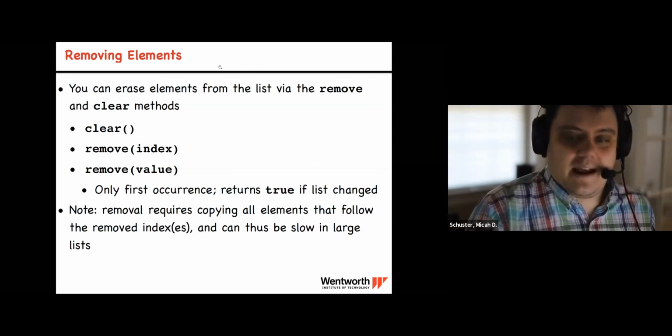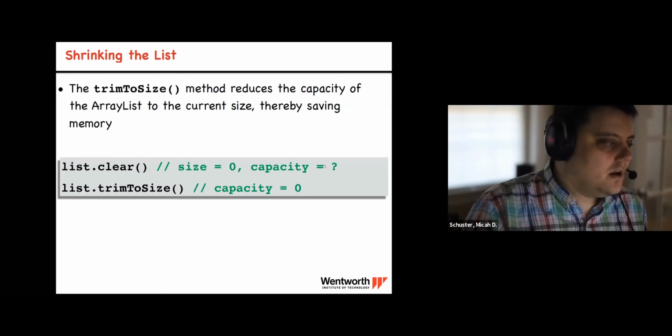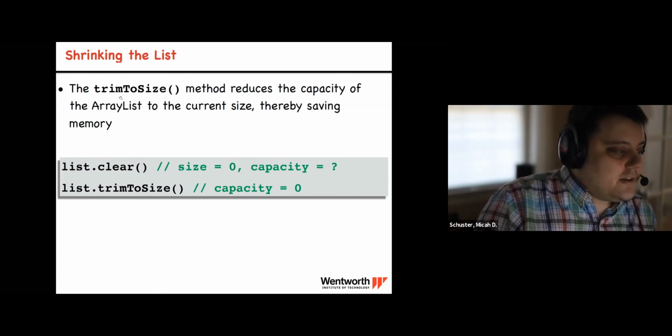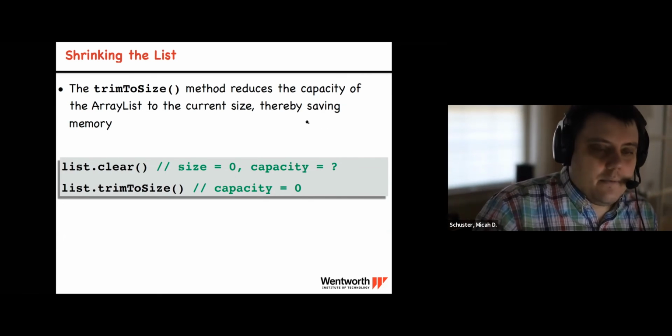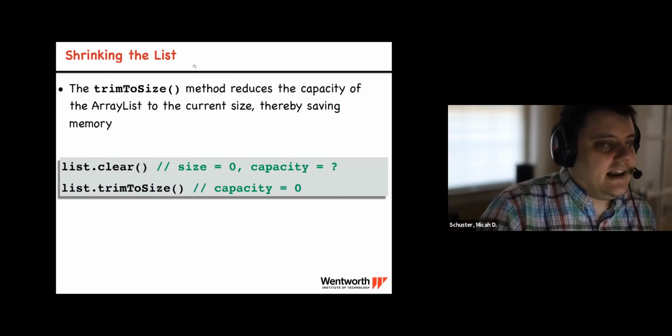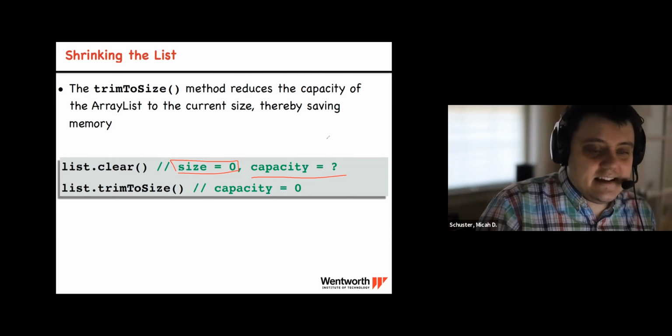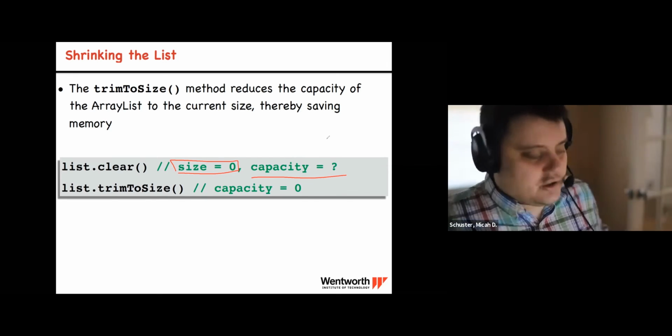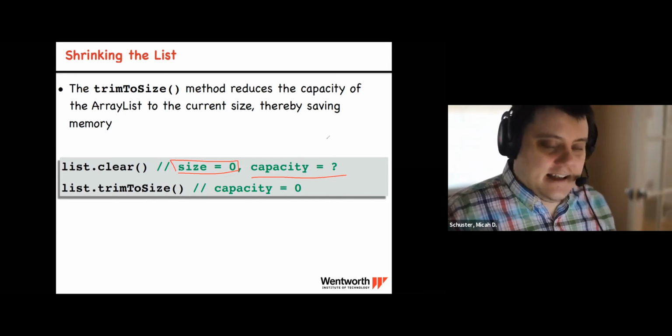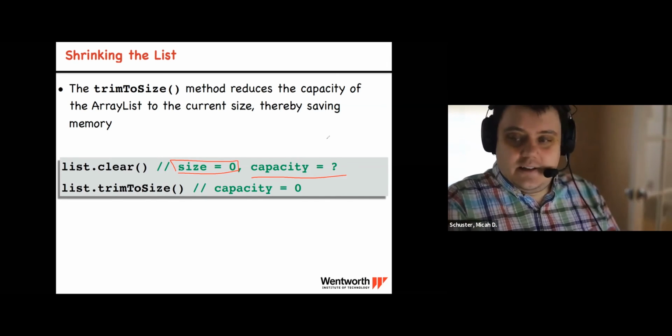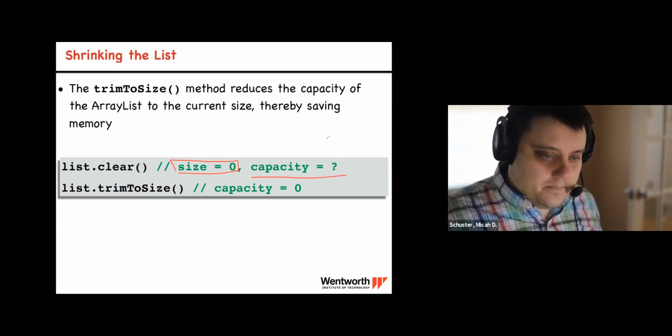Sort of which ones to pick when, for instance. All right, so there's also this trim to size. It reduces the capacity. So I mentioned that clear changes the size to 0, but the capacity is whatever it was before. So if I had a billion element array and I did clear, the size gets reduced to 0, but the capacity is still a billion.